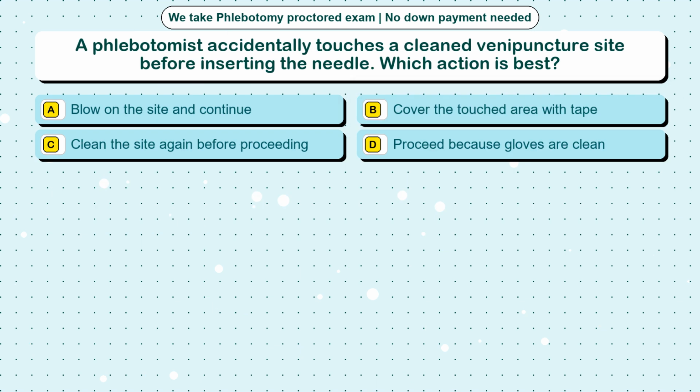Question 87. A phlebotomist accidentally touches a cleaned venipuncture site before inserting the needle. Which action is best? Option A, blow on the site and continue. Option B, cover the touched area with tape. Option C, clean the site again before proceeding. Option D, proceed because gloves are clean.